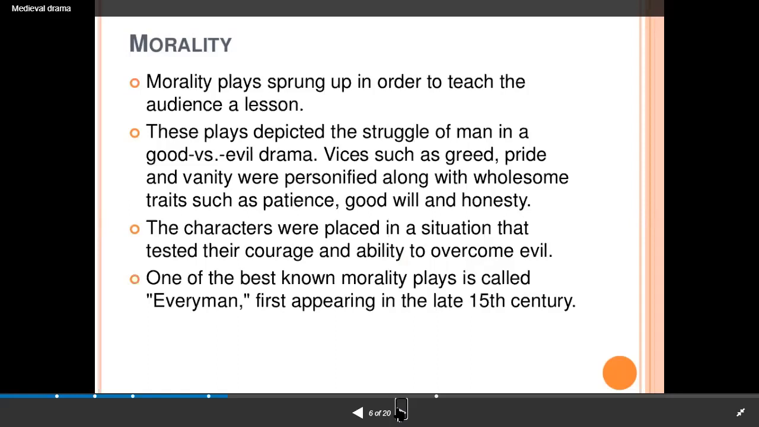But at that time, they were considered traits from God, and patience, goodwill, and honesty were owned by prophets. So these prophets must be followed by common people. The characters were placed in situations that tested their courage and ability to overcome evil. People's greed was tested, their lust was tested, their potential for being evil was tested. One of the best known morality plays is Everyman, first appearing in the late 15th century. So you can see that these medieval plays continued during the time of Chaucer and the post-Chaucerian era.